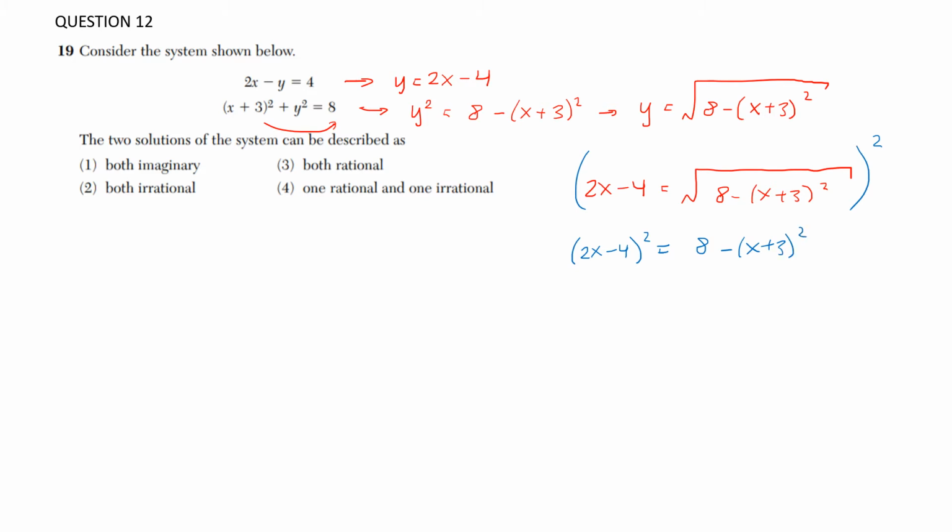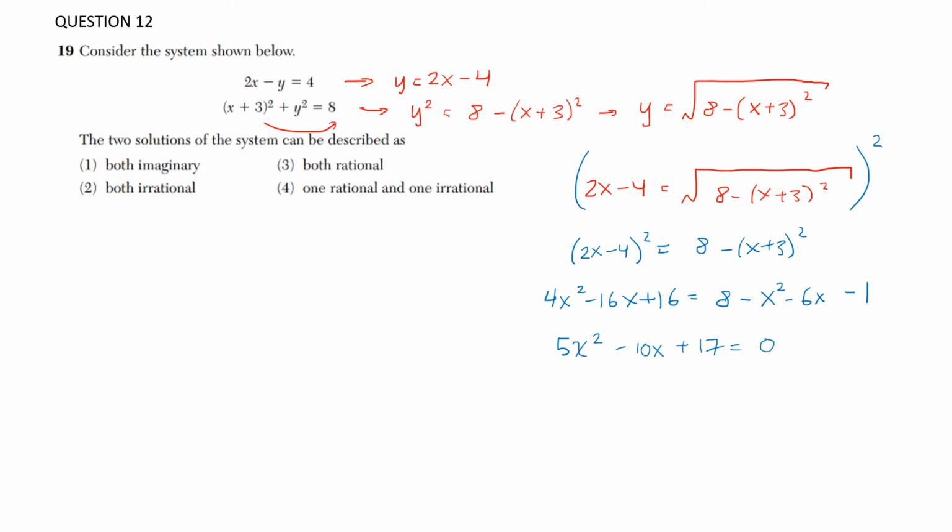All right, let's just distribute out and see all the polynomial terms. We can use FOIL here, which would get us 4x squared minus 16x plus 16. And that equals 8 minus x squared minus 6x minus 1. Okay, let's combine the like terms together. We will get 5x squared minus 10x plus 17 equals 0.